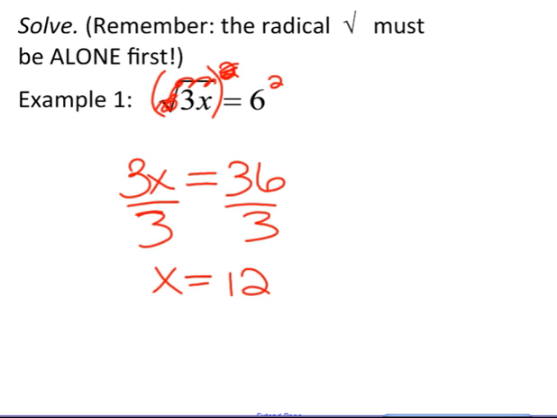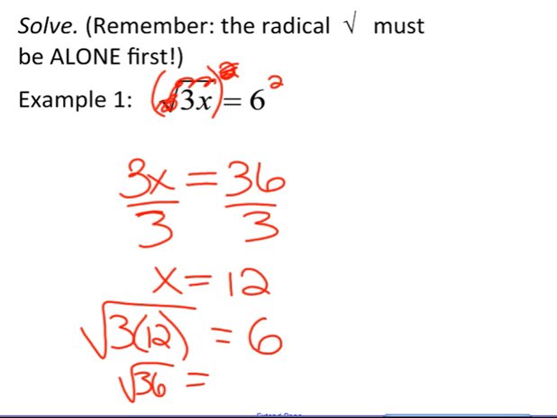The downside with solving a square root equation is you do have to actually check your answer. There are what we call extraneous solutions. That's when something looks like a solution, acts like a solution, but is not in fact a solution. So what we're going to do is plug in the 12 and see if we get a true statement. 3 times 12 is 36, and the square root of 36 is indeed 6. So 12 is fine as an answer.